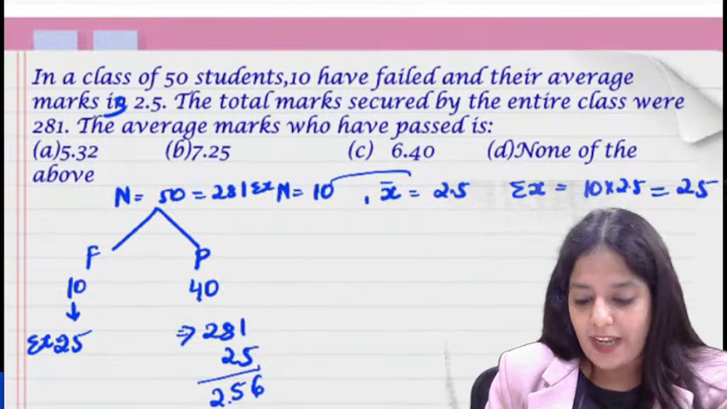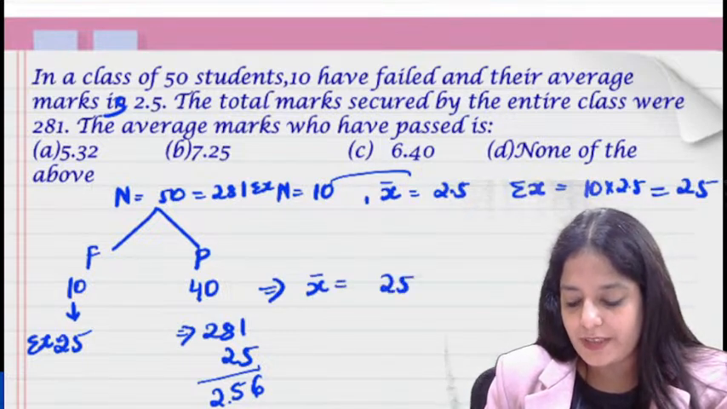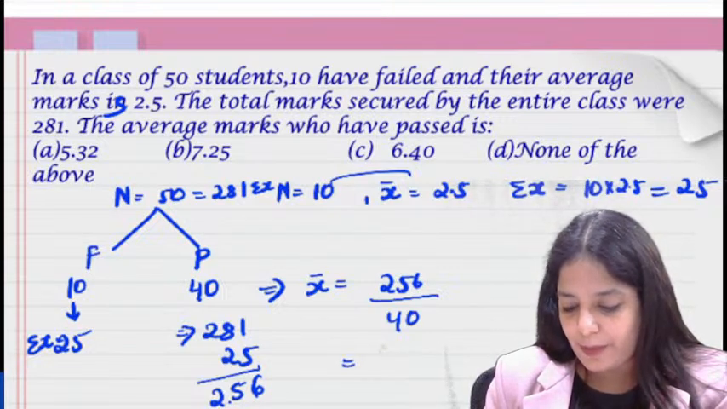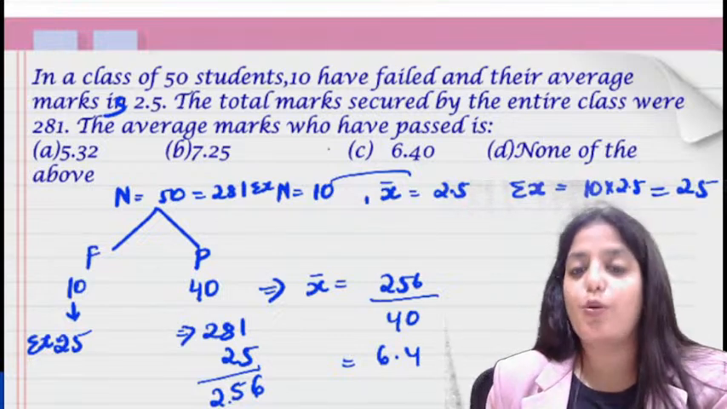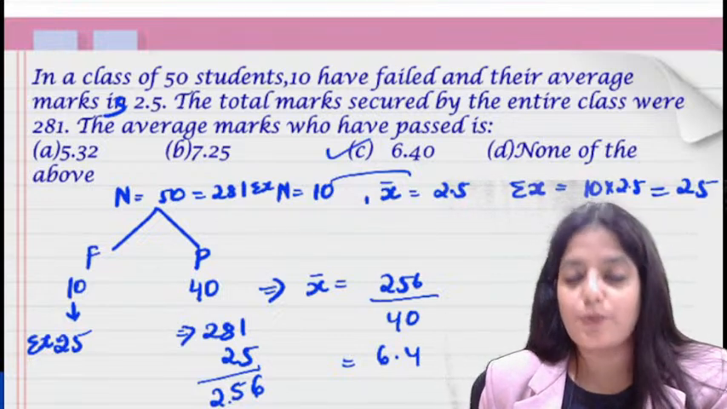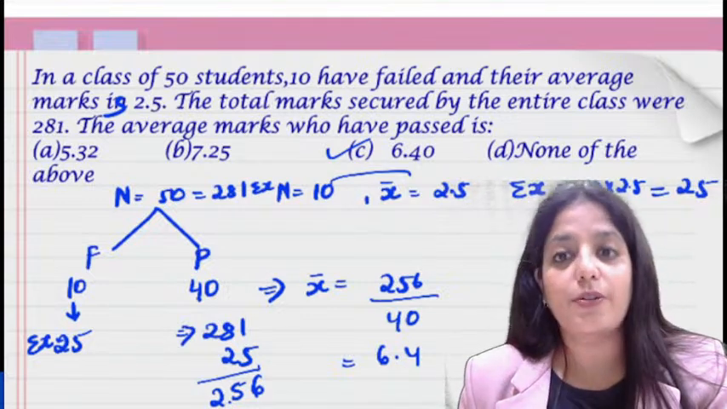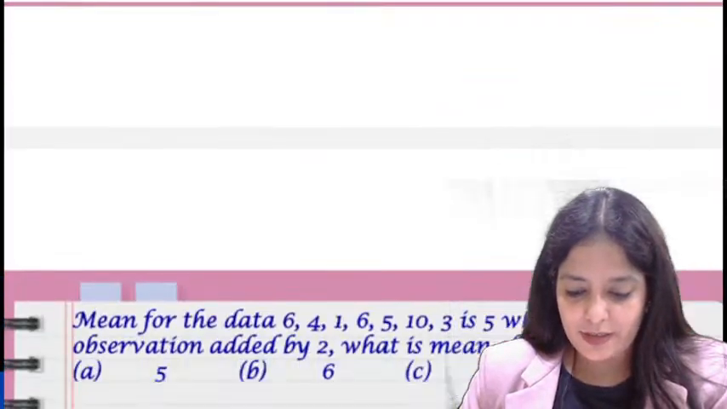Now the average would be very simple: 256 divided by 40. First simply divide by 4, that gives 64, and then just put the decimal. That's 6.4. So I believe the question is pretty clear in your mind. Let's quickly move to the next question, guys.